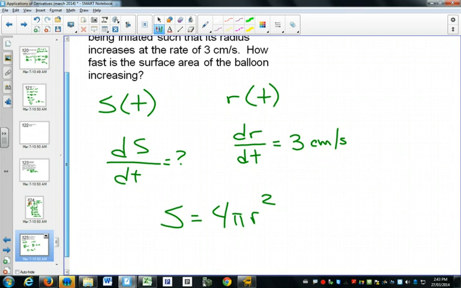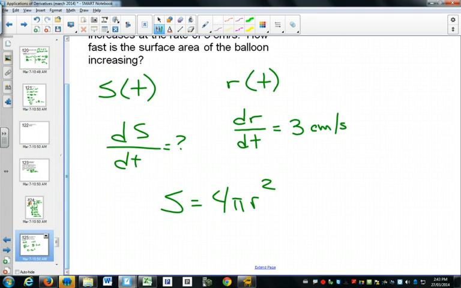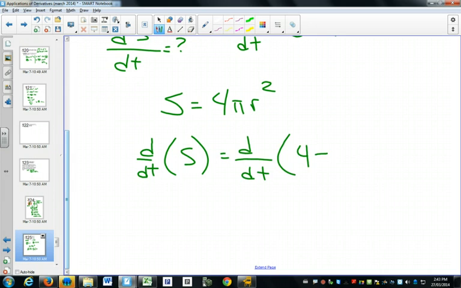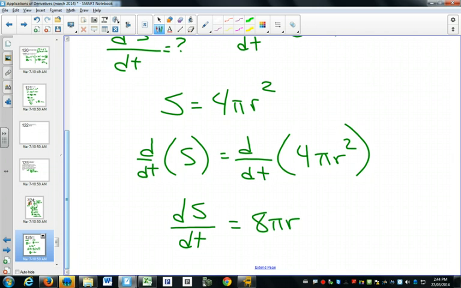Okay, so there's our formula. Could we take the derivative with respect to t of both sides and use implicit differentiation? So I'm going to take the derivative with respect to t of both sides, since S is a function of t. This will just become dS/dt. On this side, you would have 8 pi r for the derivative of that, and then by the chain rule, the derivative of r is dr/dt.